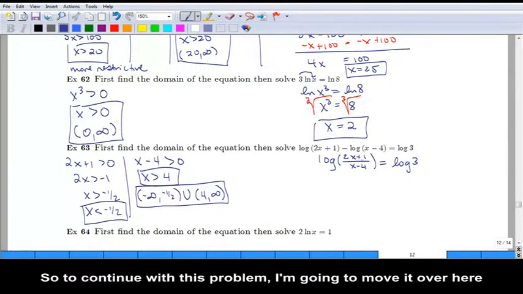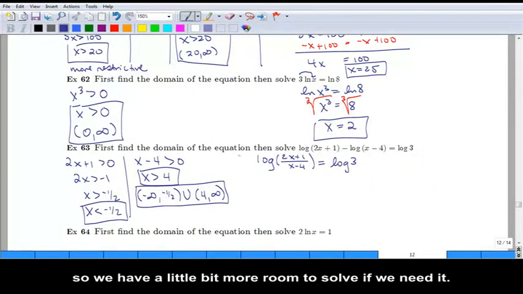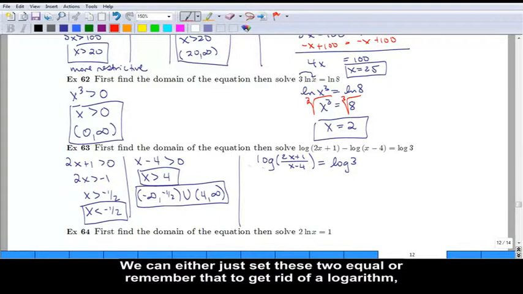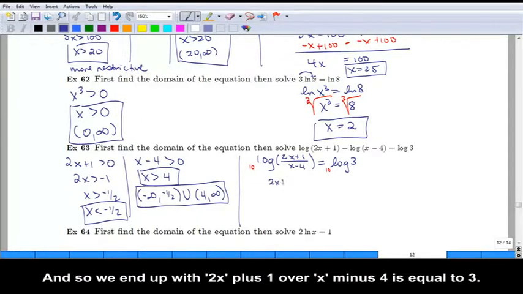So to continue with this problem, I'm going to move it over here so we have a little bit more room to solve if we need it. We end up with, so we both have log base 10. We can either just set these two equal, or remember that to get rid of the logarithm, we have the anti-logarithm. And so we end up with 2x plus 1 over x minus 4 is equal to 3.